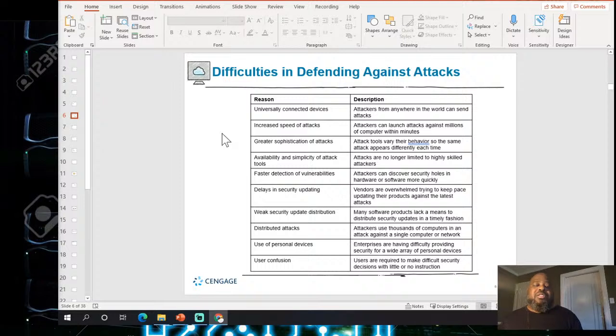And use of personal devices: enterprises have difficulty providing security for a wide array of personal devices. Right? So I tell my clients, don't let people use personal devices. Get them corporate devices. If they need a corporate phone, get them a corporate phone. If they need a corporate laptop, give them a corporate laptop. Even our vendors. If we have vendors, give them corporate equipment.